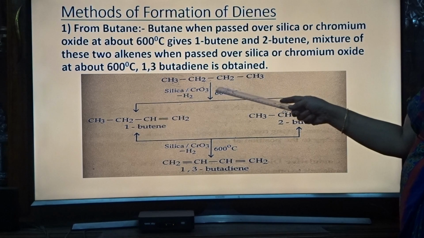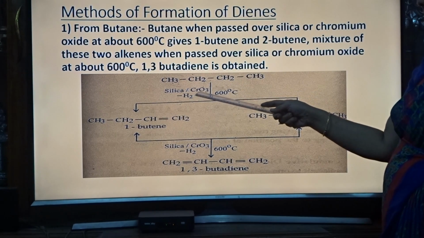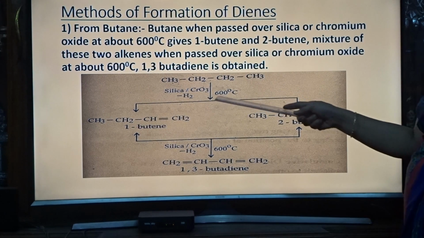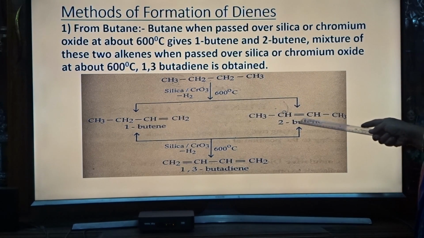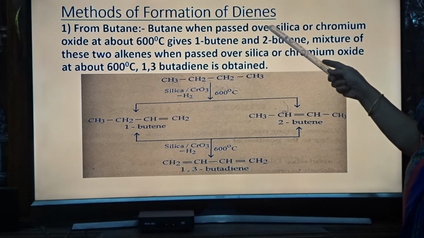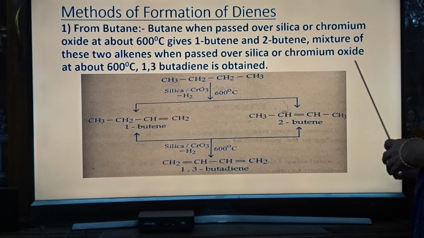So butane, when it is passed through silica or chromium oxide at about 600 degrees centigrade, you will get a 1-butene and 2-butene mixture. This again when heated you are getting 1,3-butadiene. So this is a method of formation of diene from butane.